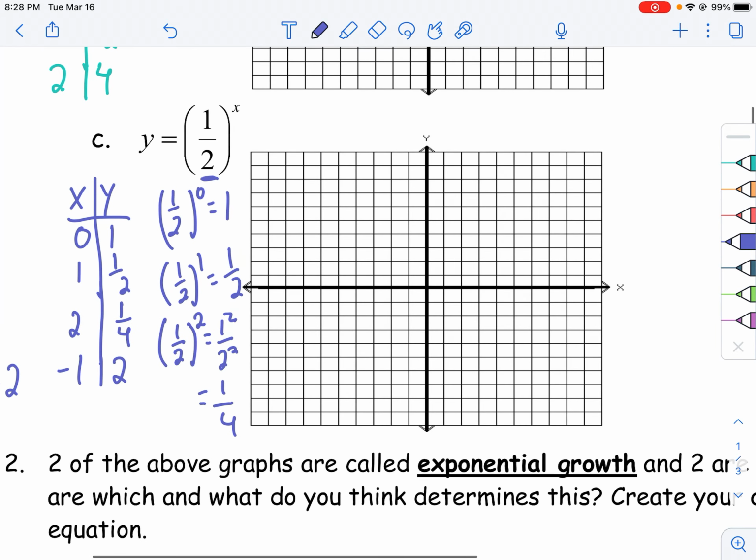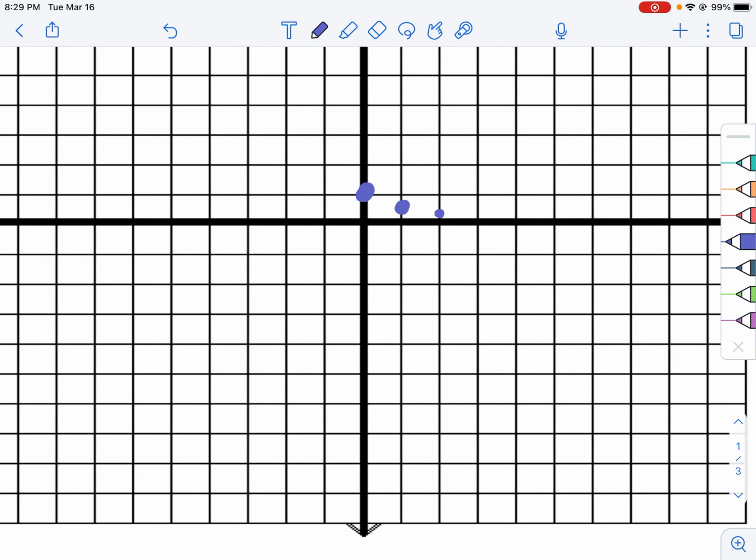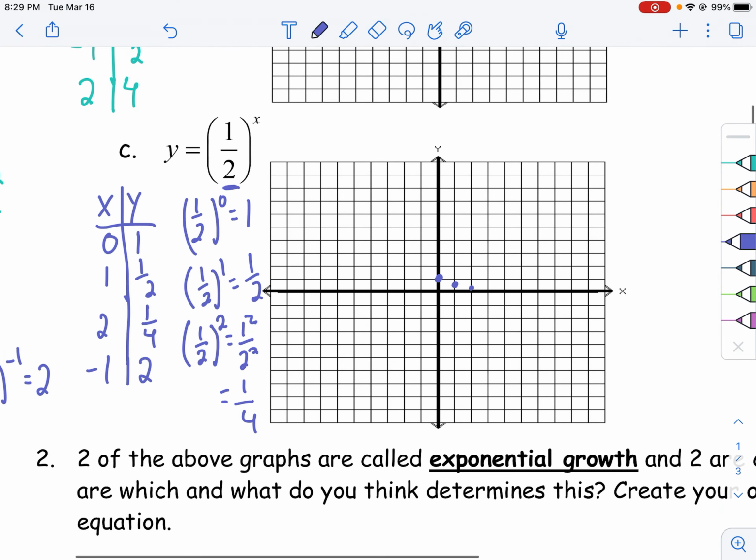So then we need to graph those points. We have 0, 1 once again. This time when we go to the right, we actually go down. So it's 1/2. And then we go to the right 2. It's 1/4, so even down further. But if we go negative 1, it went positive 2. So then let's graph this one. It's going to look something like this.